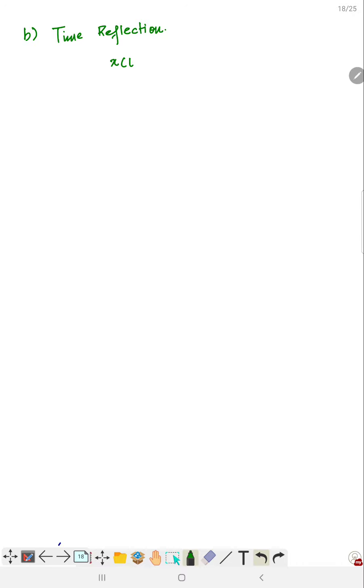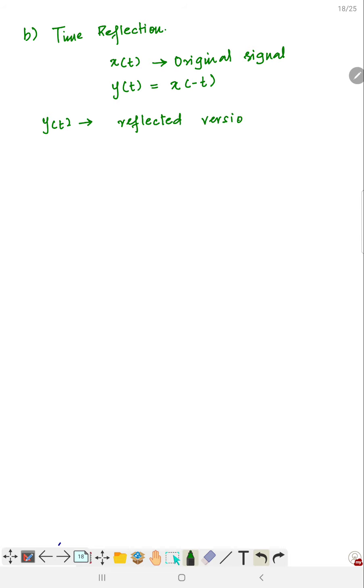You have an original signal x of t. This will be my original signal. Then I am defining a new signal y of t, which will be the time reflected signal. And mathematically, you simply negate the time. That is, t is replaced by minus t. And this signal y of t basically represents a reflected version of x of t.